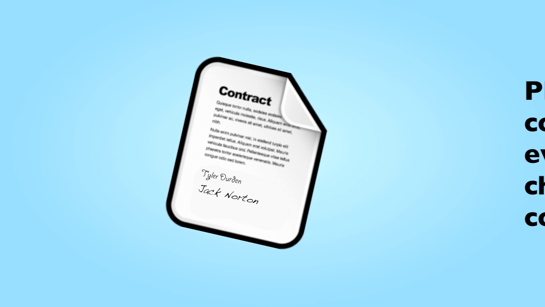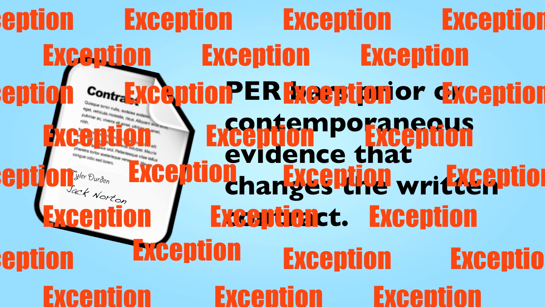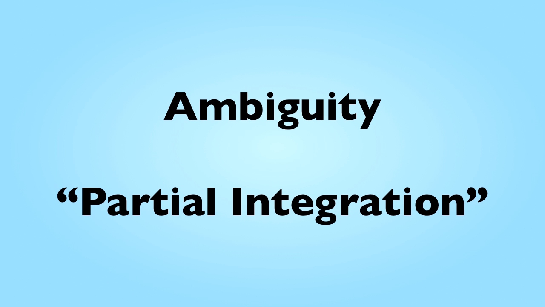So far so good. Where there's a written contract, the PER bars prior or contemporaneous evidence that purports to vary the terms of the written contract. The problem is that this blanket exclusion is riddled with exceptions, and the devil is in the exceptions. In the next 2 modules, we're going to study 2 situations where extrinsic evidence is allowed despite the existence of a written contract. One situation occurs when there is an ambiguity in the contract. The other situation occurs when the written contract is what is termed a partial integration.